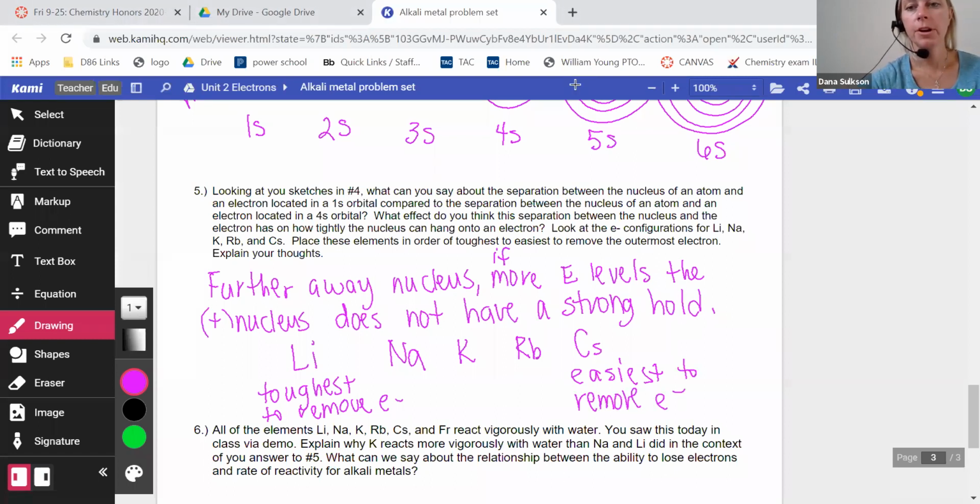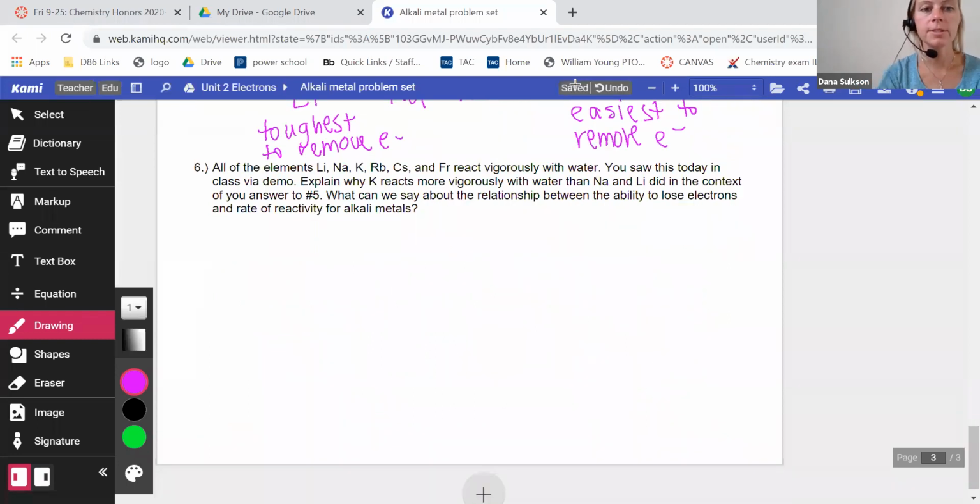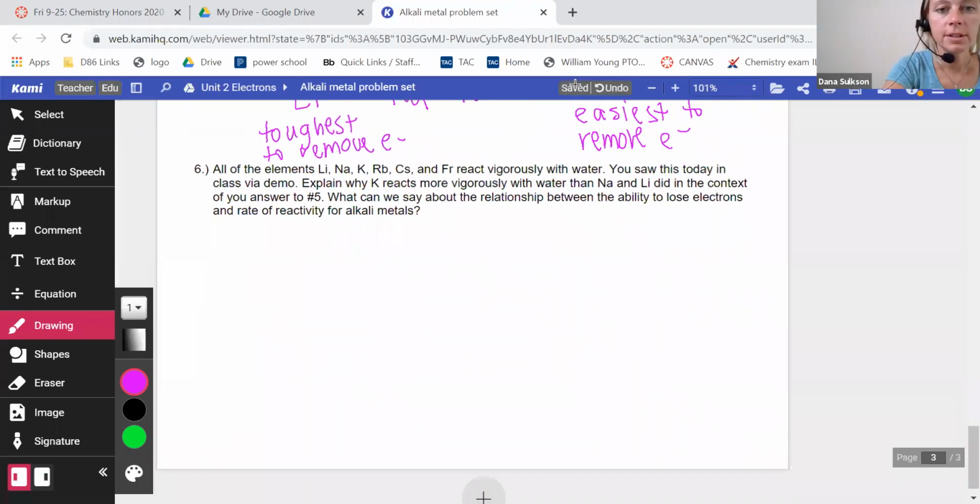Okay, then we're in our last discussion question, number 6. All of these elements, these alkali metals, including francium, which has such a short half-life so you really can't get a hold of it, react vigorously with water. We know that, we saw that. They're still way more reactive than even column 2, group 2 elements. But when we're comparing just the row, you saw this in the video. Explain why potassium reacts more vigorously than sodium does.